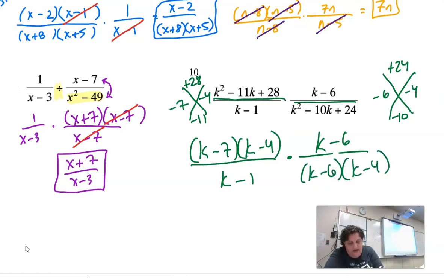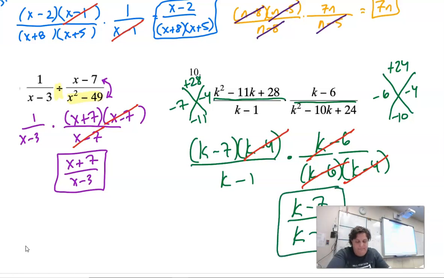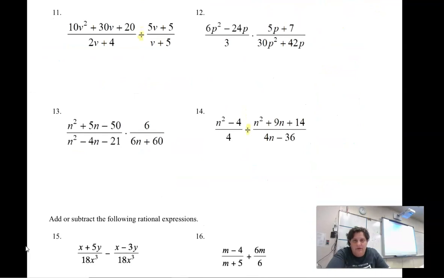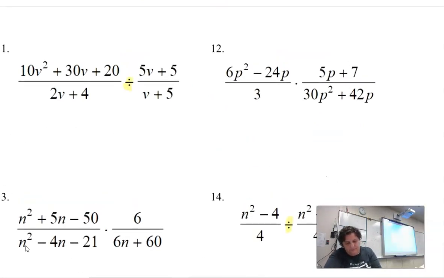Okay, and then it's just like cross off, cross off, cross off, cross off. And my simplified answer is k minus 7 over k minus 1. Okay, so this is our multiply and divide section. Here are a few more that we're going to do with a little bit more complicated factoring. Not super complicated, you guys, just a little bit more.